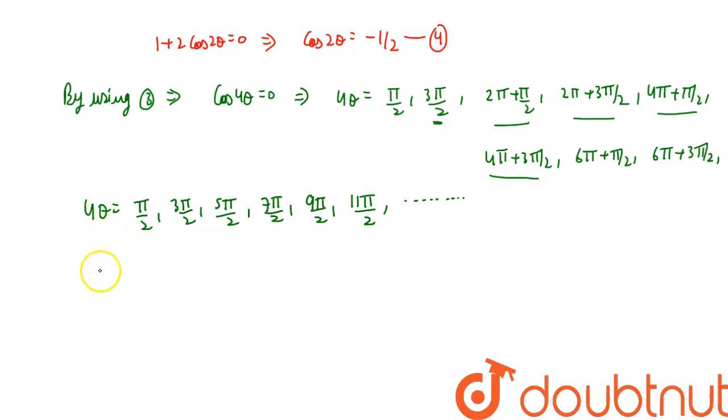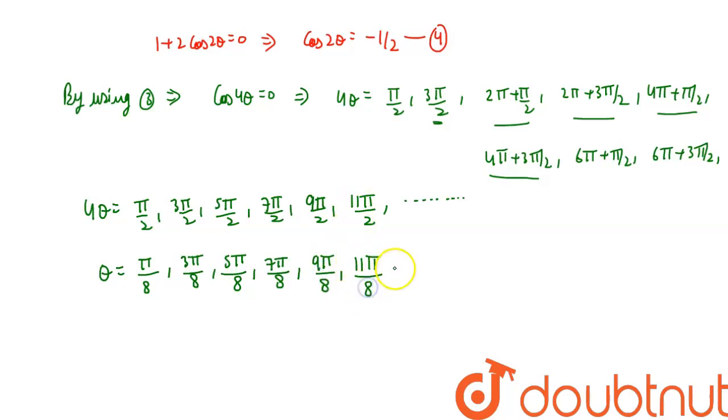So now we are going to find the value of theta. From this we get the value of theta as pi by 8. From here we get 3 pi by 8, from here 5 pi by 8, from here 7 pi by 8, from here 9 pi by 8, and from here 11 pi by 8. Like this, and this goes on up to infinity.